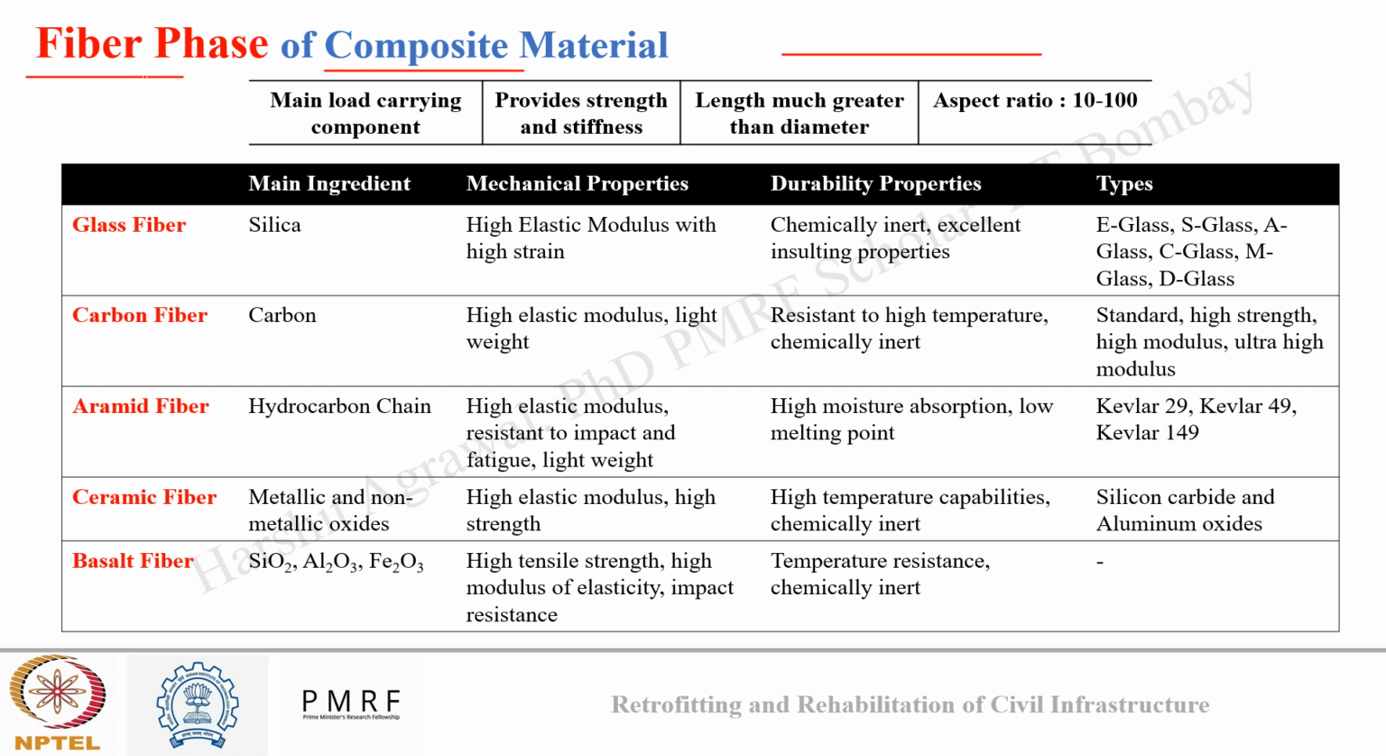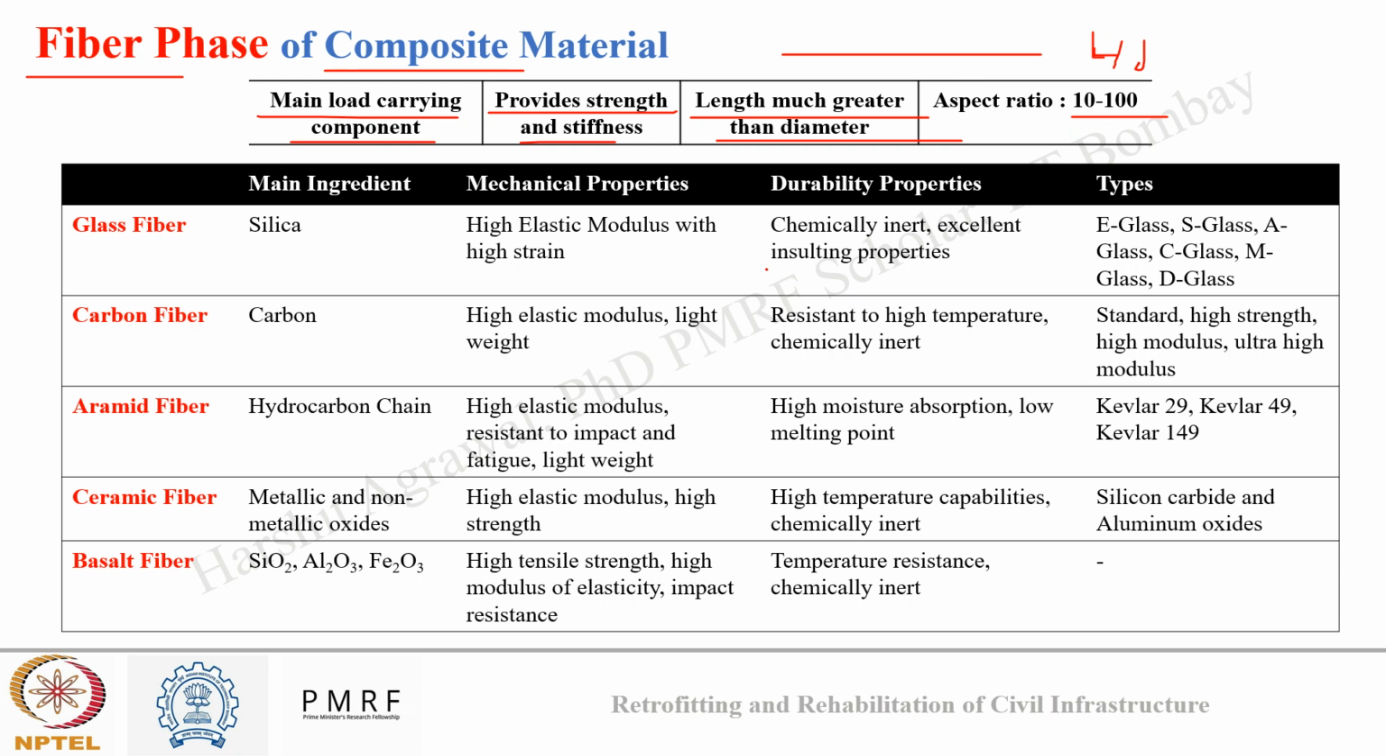When we talk about the fiber piece of the composite, the fiber phase is the main load carrying component. They provide strength and stiffness. And how do we identify the fiber phase? Their length is much greater than the diameter. So if I say aspect ratio, L by D ratio, it will range in value between 10 to 100.